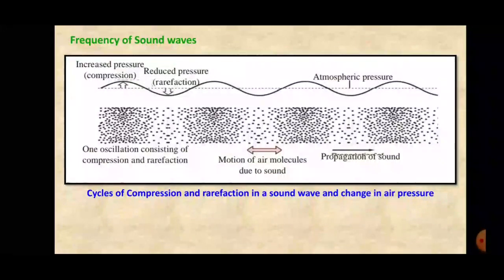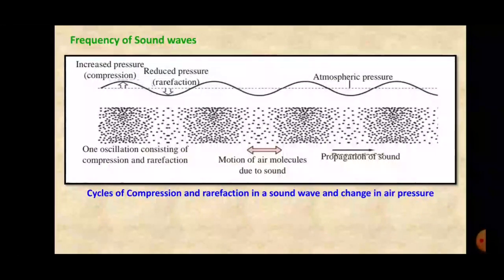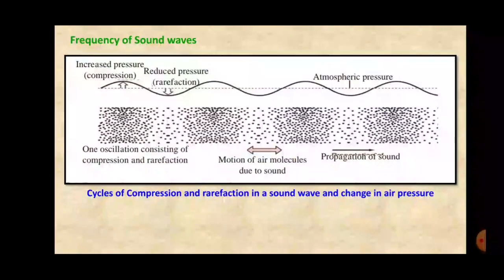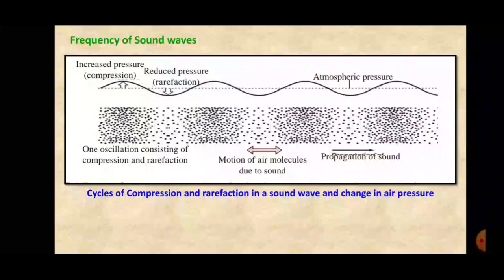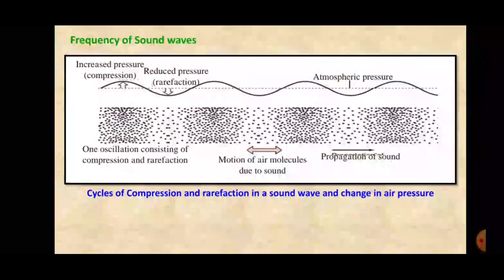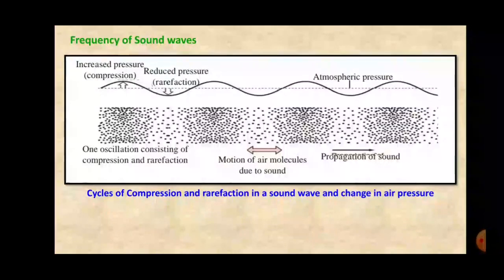So, if one cycle is completed in 1 second, that is, if one compression and one rarefaction is formed in 1 second, then the frequency of the sound wave will be 1 hertz. Or if 512 cycles, or whatever number you can take, of compression and rarefaction in the air are produced per second, then the frequency will be 512 hertz. Okay?